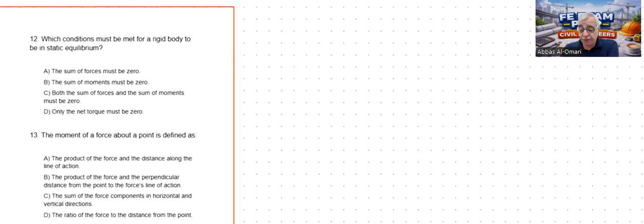Now for static equilibrium, we know that the summation of forces should be zero, and the summation of moments should be zero. So the sum of forces must be zero, that's correct. The sum of moments must be zero, that's also correct. Both the sum of forces and the sum of moments must be zero. And only the net torque must be zero. So the correct answer is C.